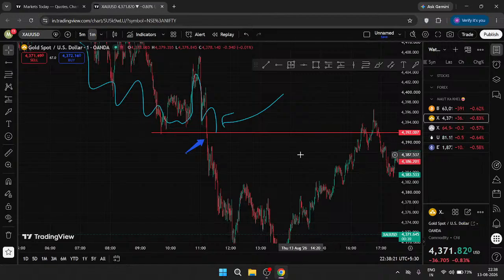One more important rule. Don't mark every high and low as liquidity. Focus on meaningful levels. Previous major highs, previous major lows, equal highs, equal lows, clear swing points, important session highs and lows, major support and resistance areas. The cleaner the chart, the easier it is to make decisions.